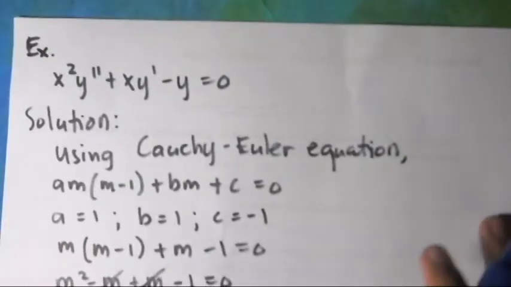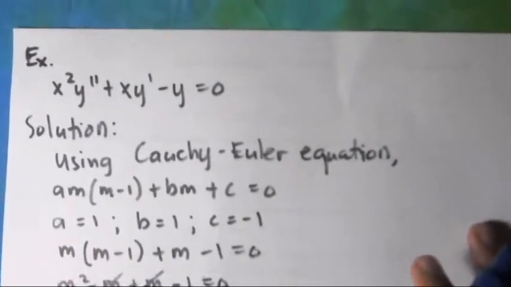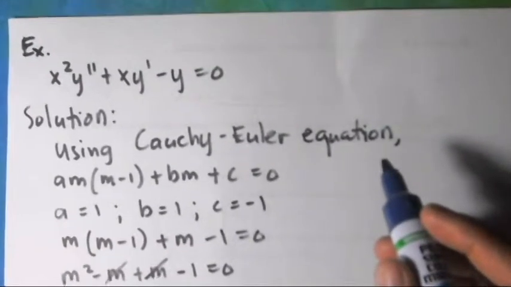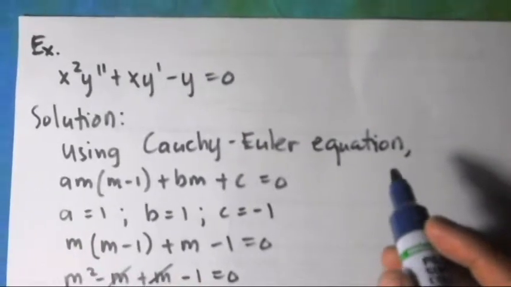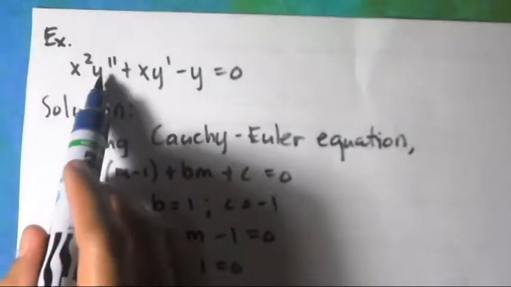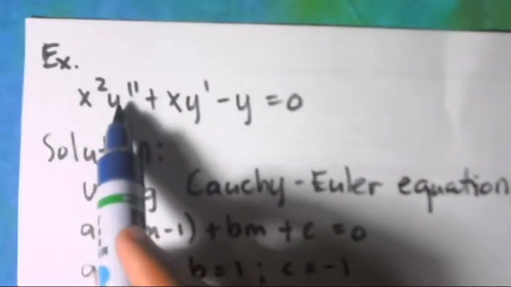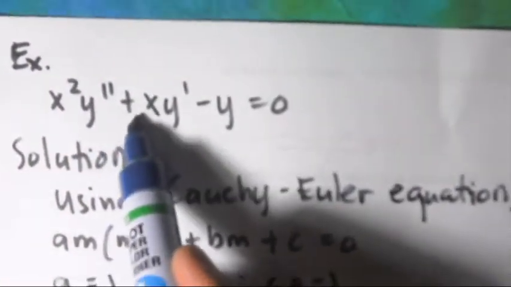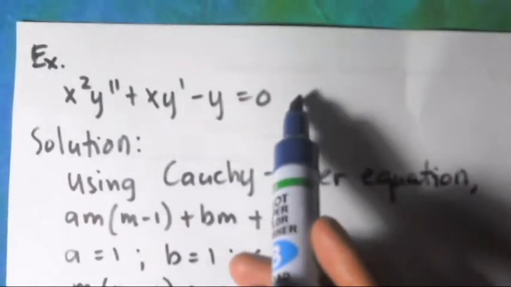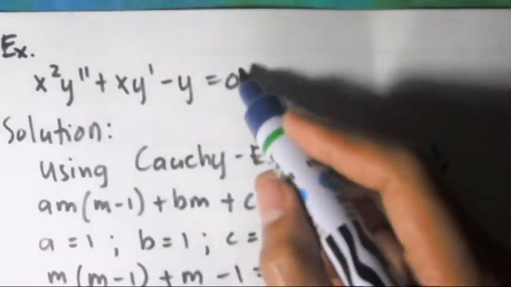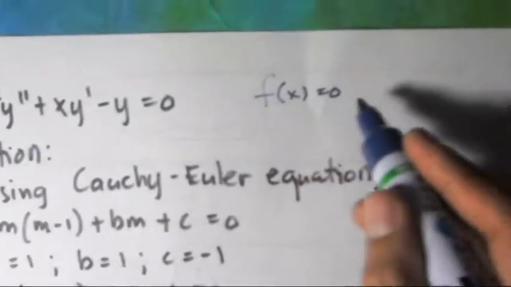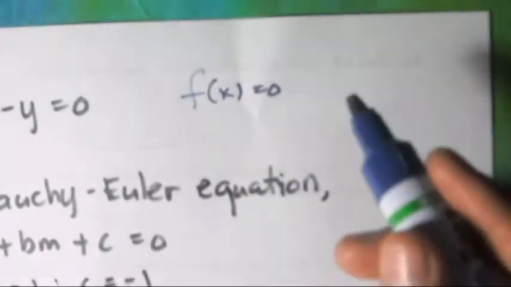Hello everyone, and now I'm also presenting to you another equation involving a Euler equation and having an auxiliary equation. In this problem, x squared y double prime plus x y prime minus y equals 0. And therefore, as we know that f of x equals 0, it will be called homogeneous.